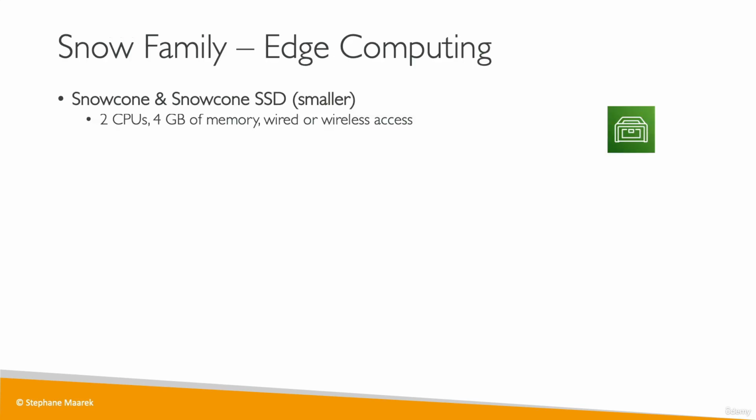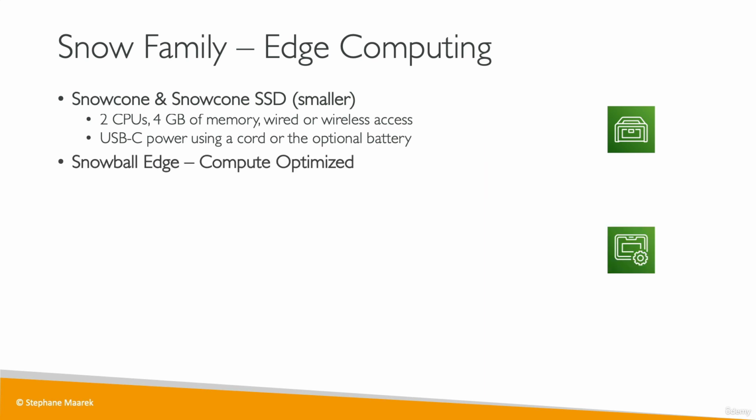So for edge computing, what do we have? We have the Snowcone, and it comes with 2 CPUs, 4 gigabytes of memory, has wired or wireless access, so Wi-Fi. It's powered by USB-C, and an optional battery. Then for Snowball Edge, it's compute optimized. So we have 2 different flavors again.